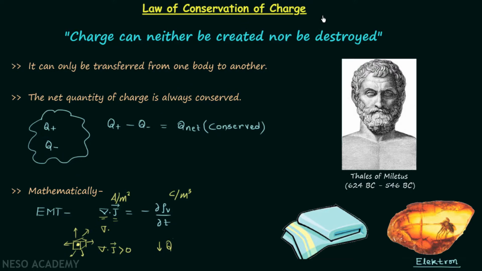The law of conservation of charge was first proposed by William Watson in 1746. And after this, in 1747, it was again proposed by Benjamin Franklin. And finally, the proof was given by Michael Faraday in 1843.